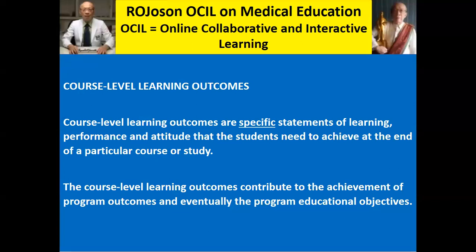Course level learning outcomes are specific statements of learning, performance, and attitude that students need to achieve at the end of a particular course or study. The course level learning outcomes contribute to the achievement of the program outcomes and eventually the program educational objectives.